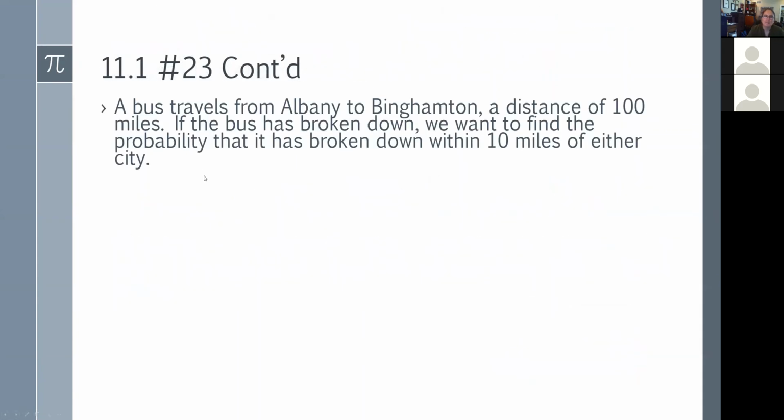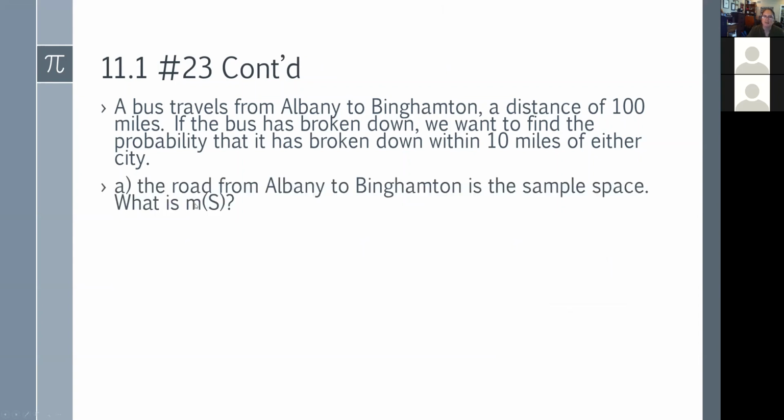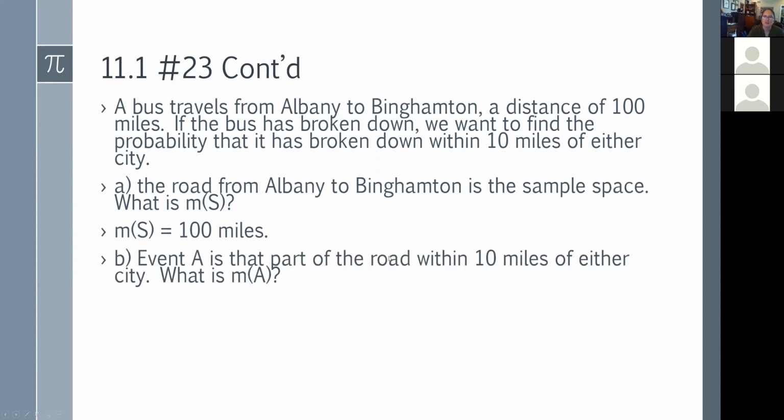And then it says a bus travels from Albany to Binghamton, a distance of 100 miles. If the bus has broken down, we want to find the probability that it has broken down within 10 miles of either city. Part A, the road from Albany to Binghamton is the sample space. What is M of S? M of S is the total distance, the 100 miles.